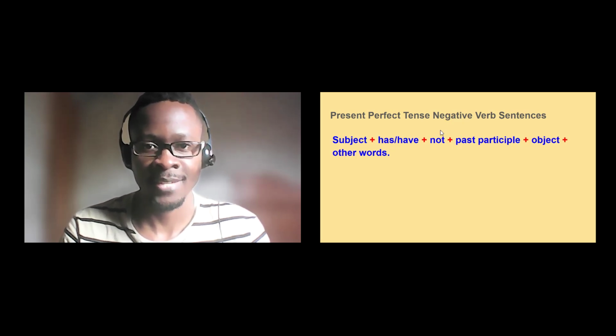Let us look at the structure. How do we structure our present perfect tense negative verb sentences? The structure is as follows. So first, you need the subject. After the subject, you put has or have, depending on the subject that you have. After have or has, you then put not. The not, of course, indicates that the sentence is a negative sentence.